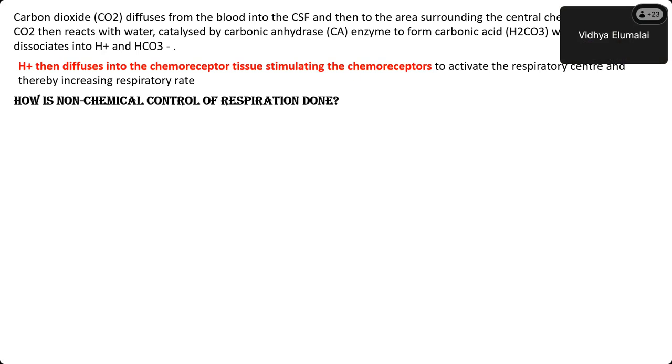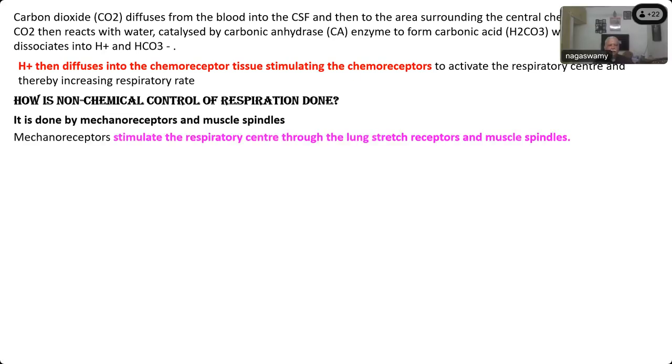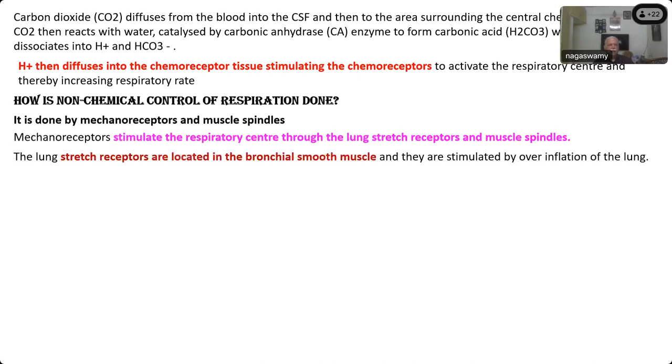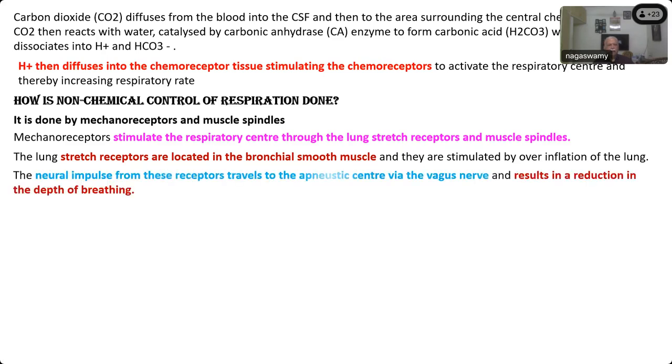Mechanoreceptors, stretch receptors. It is done by mechanoreceptors and muscle spindles. Excellent. Then mechanoreceptors stimulate the respiratory center through the lung stretch receptors and muscle spindles. So the lung stretch receptors are located in the bronchial smooth muscle and they are stimulated by overinflation of the lung. So the neural impulse from these receptors travels to the apneustic center via the vagus nerve and results in a reduction in the depth of breathing.